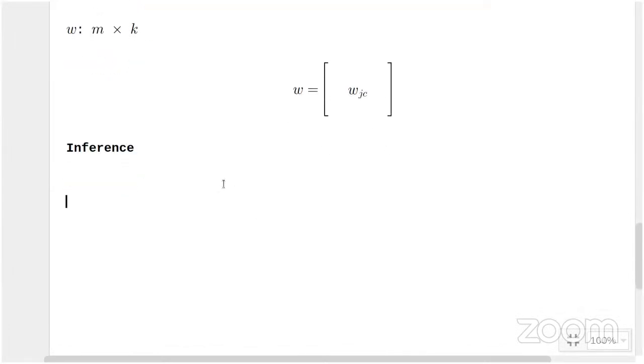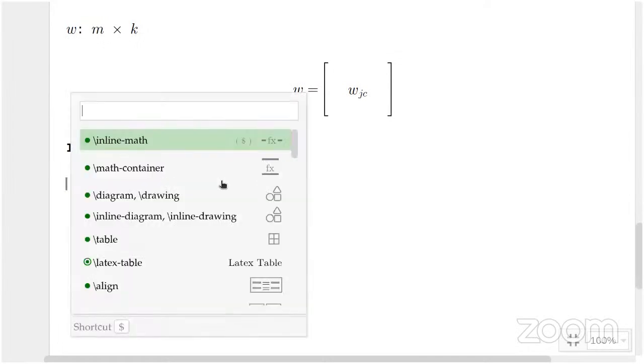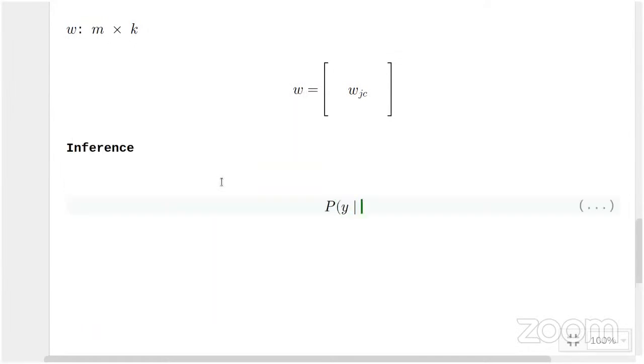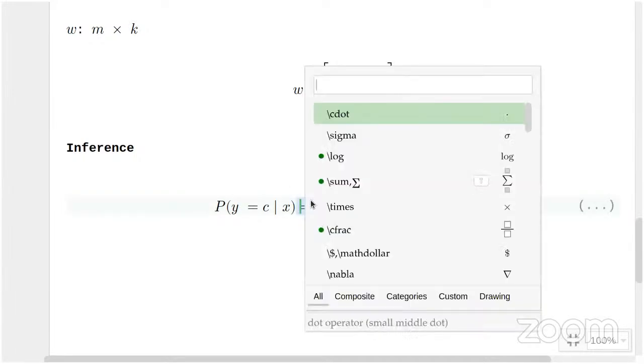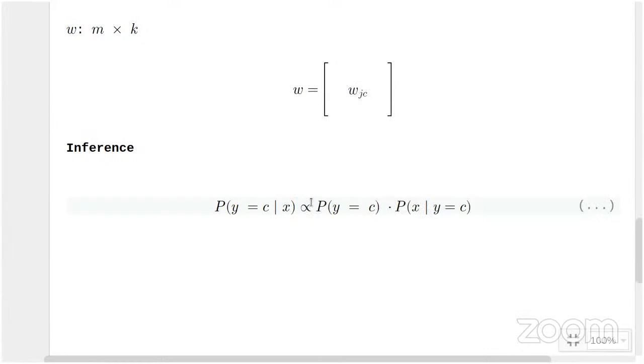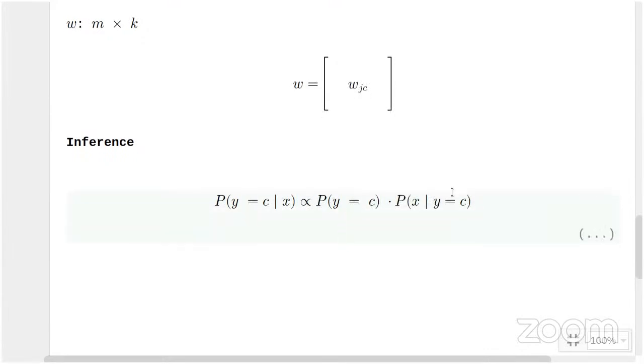So inference, how do you do this? You do this as follows. You want to find P of y given x. So what's the probability that this belongs to class C given x? This is nothing but P of y equal to C into P of x given y equal to C divided by P of x. This P of x is common for all classes, so I'm just going to ignore that and replace this with a proportionality.